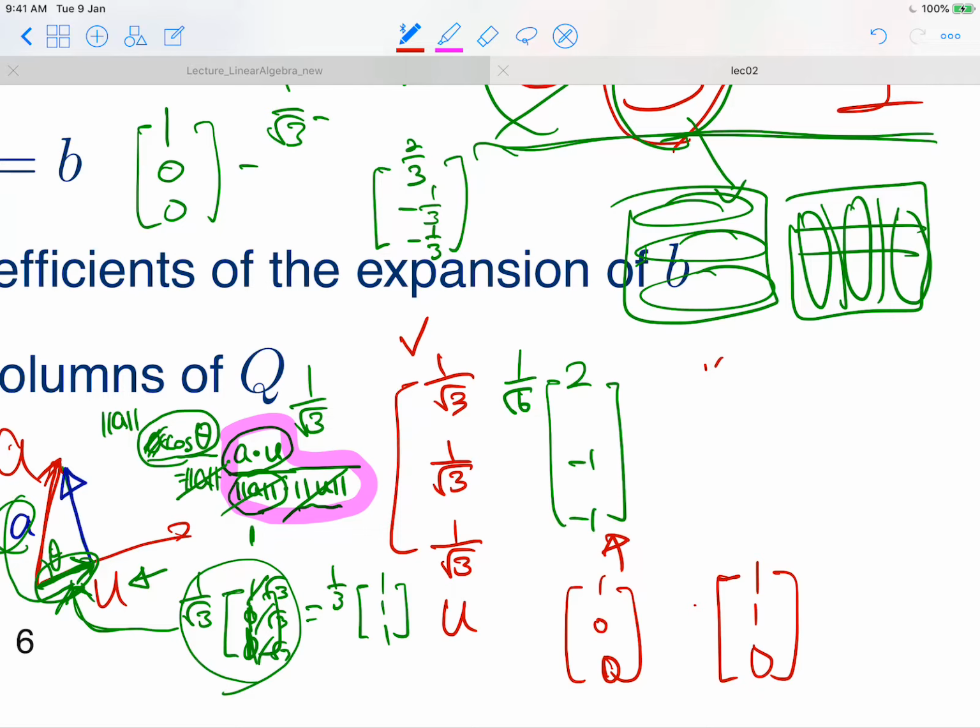Usually this Gram-Schmidt process, because it involves normalization of the vector lengths, the computation itself may become a little bit messy, but the overall process should be clear. Okay. So any questions so far?